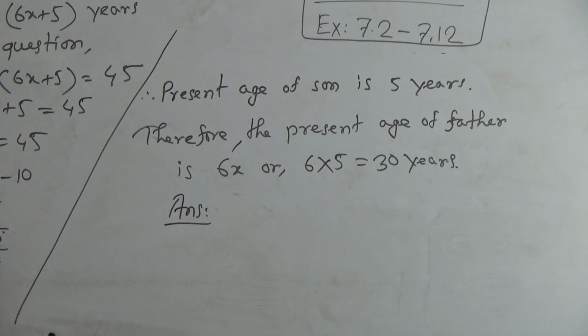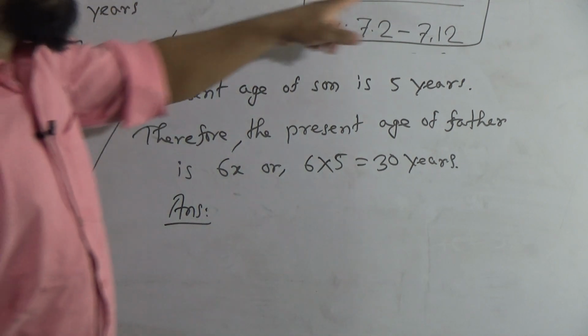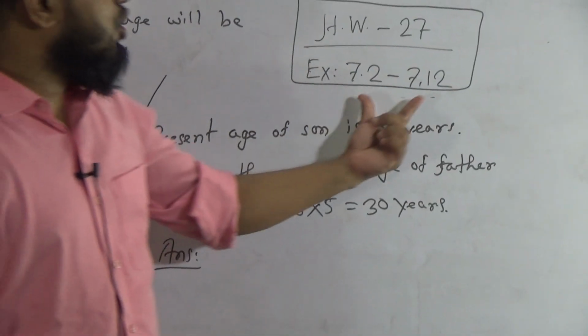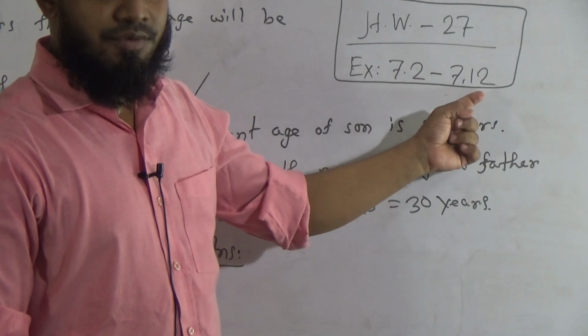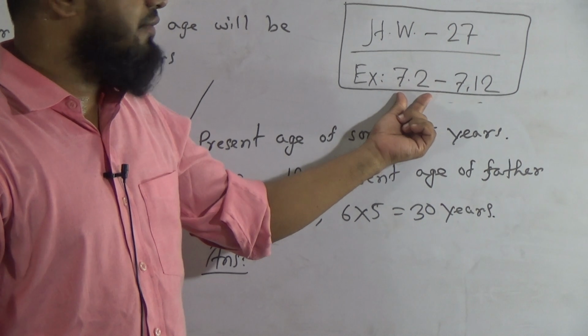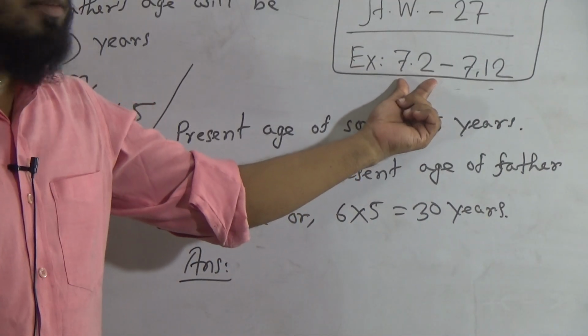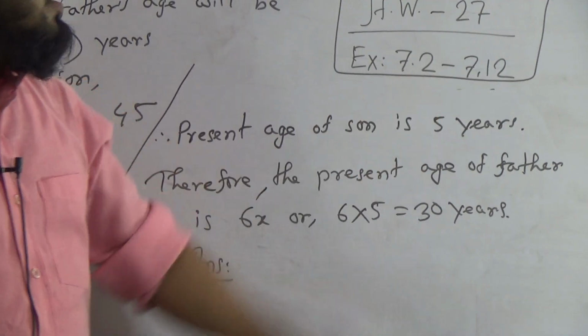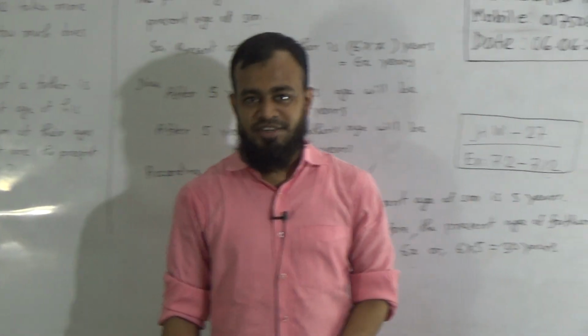Now you also have the homework. Your homework number is 27, you know that, and you must solve questions number 7 and 12 from your exercise 7.2. Do your homework properly, and you must submit the homework every Saturday from 9 a.m. to 3 p.m.